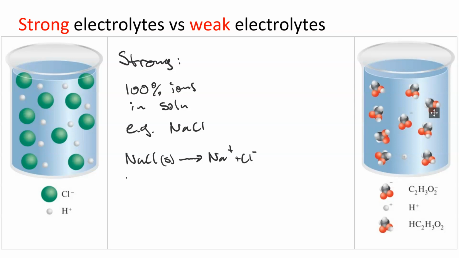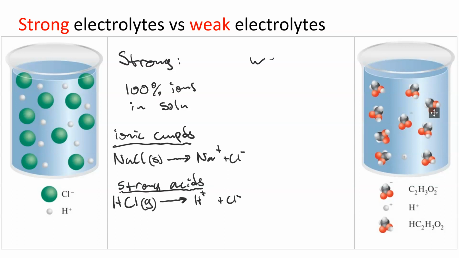Another example is the strong acid, HCl. You bubble HCl gas through water, and all of it separates into H+ ions and Cl- ions. Right, so that's the picture on the left here. H+ ions and Cl- ions. There's not a single hydrogen chloride molecule left in solution.